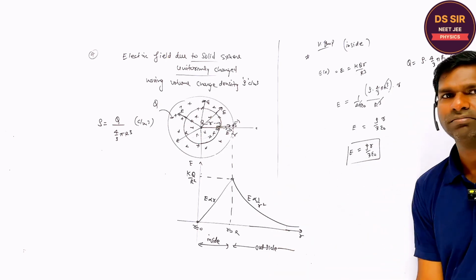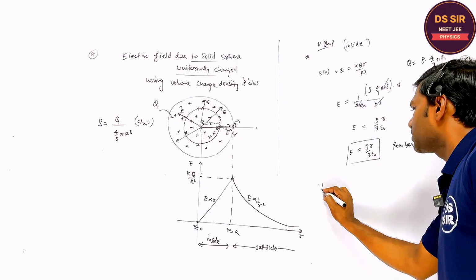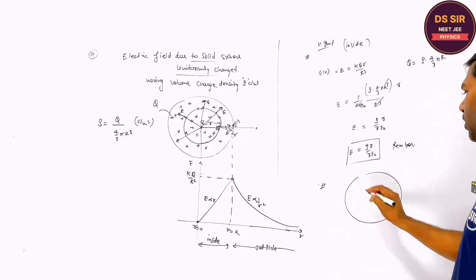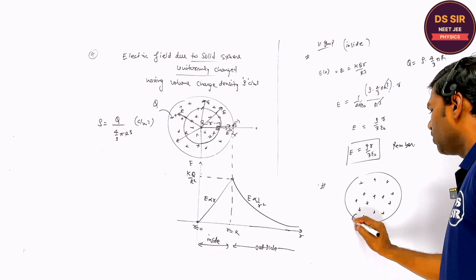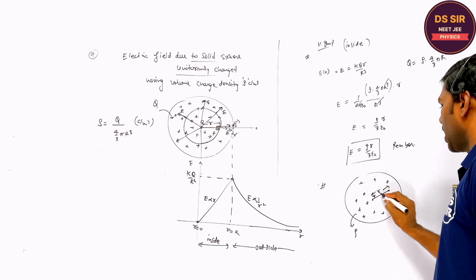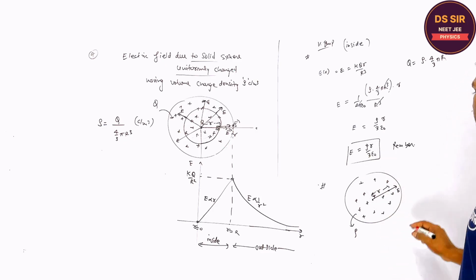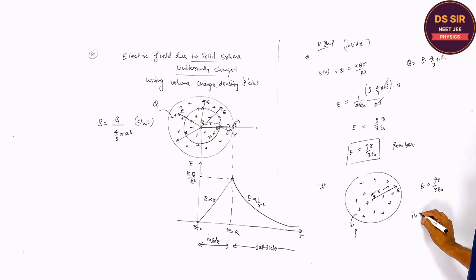You have to remember this because it is very useful. Suppose this is the uniformly charged sphere, and the volume charge density for this sphere is rho. This is the center. At this point, at the separation r, what is the electric field over here? The electric field is nothing but rho r upon 3 epsilon naught. Is it clear? Rho r upon 3 epsilon naught.